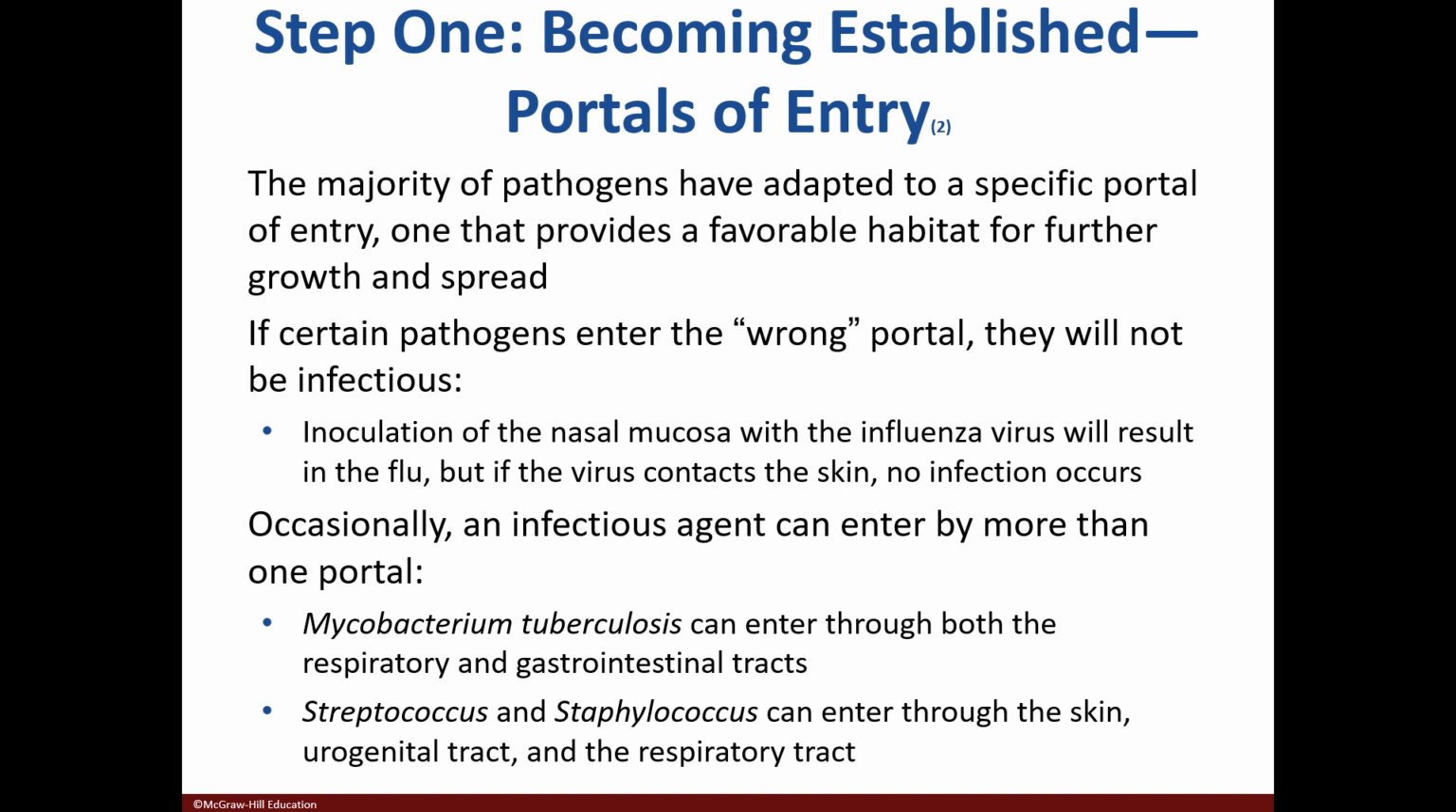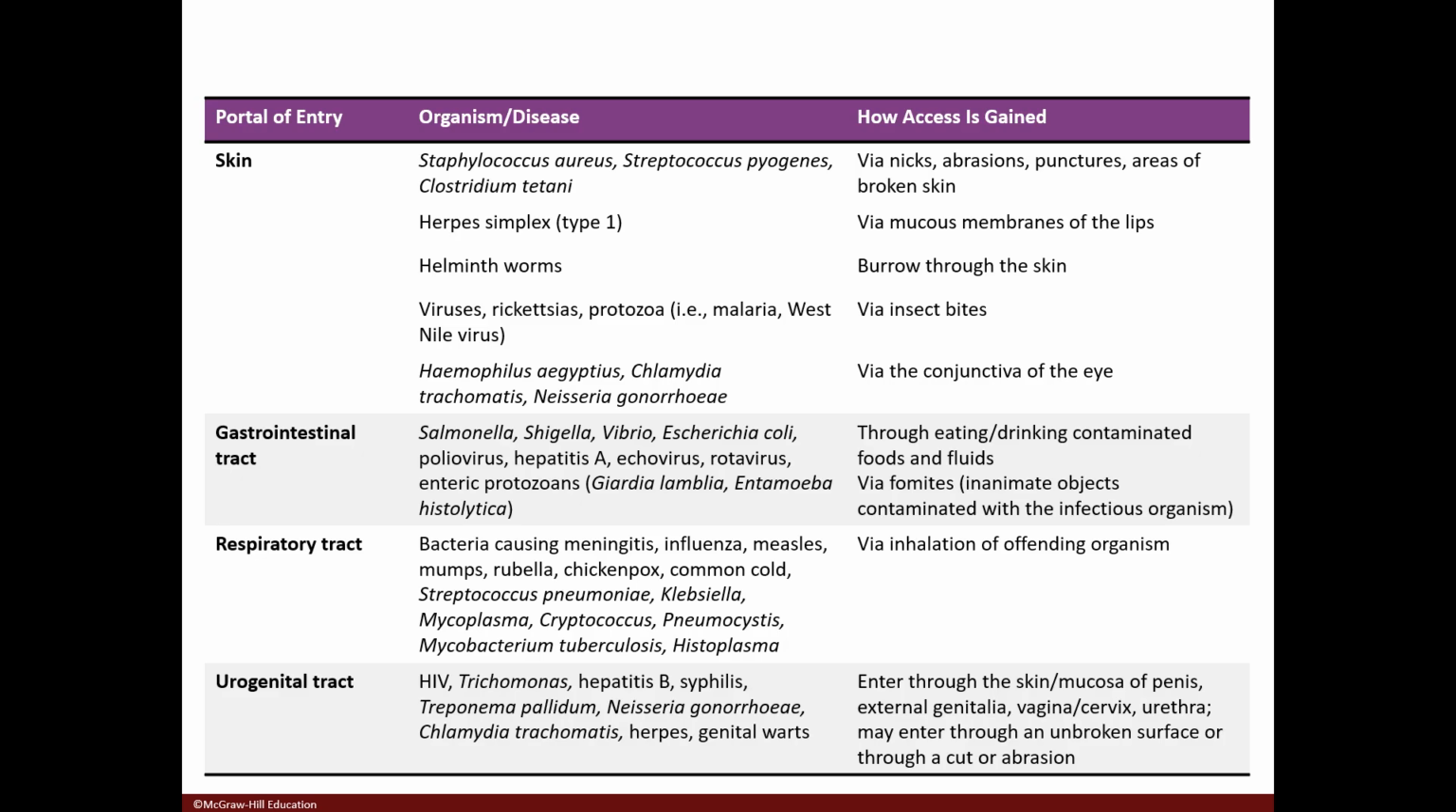Most microbes have found one portal of entry that they prefer, and that is the best habitat for them to survive and replicate. If the pathogen tries to enter the wrong door, they won't cause infection. If the flu virus enters the nasal mucosa, it will cause disease, but if it simply comes into contact with the skin, an infection will not occur. Sometimes microbes like Mycobacterium tuberculosis, Streptococcus, and Staphylococcus can enter more than one portal. The most common portals of entry include the skin, GI tract, the respiratory tract, and the urogenital tract. We will be discussing these in great detail when we get to our disease chapters.